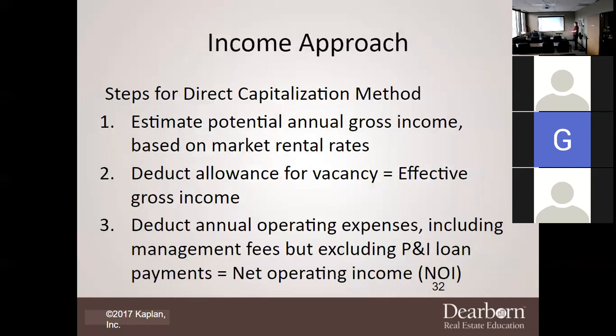Now, Mr. Eugene, this comes to the income approach. Income approach, the steps for what we call direct capitalization method, is that you estimate the potential annual gross income based upon the market rents. Okay. You then deduct the allowance for vacancy, which is what we call the effective gross income, and we're going to deduct the annual operating expenses, including management fees, but we do not take into account the principal and interest on your loan payments. And that's often referred to as your net operating income.